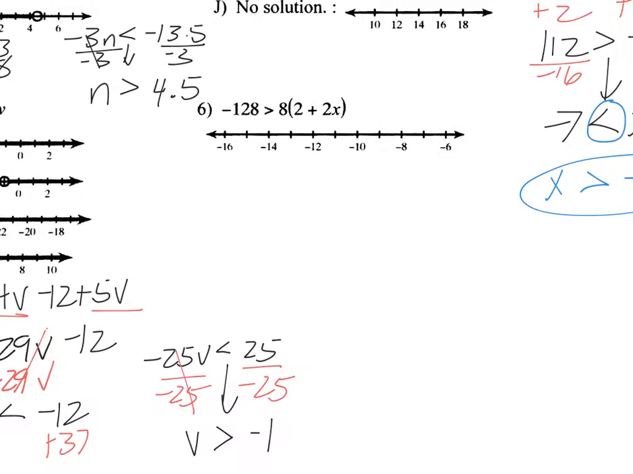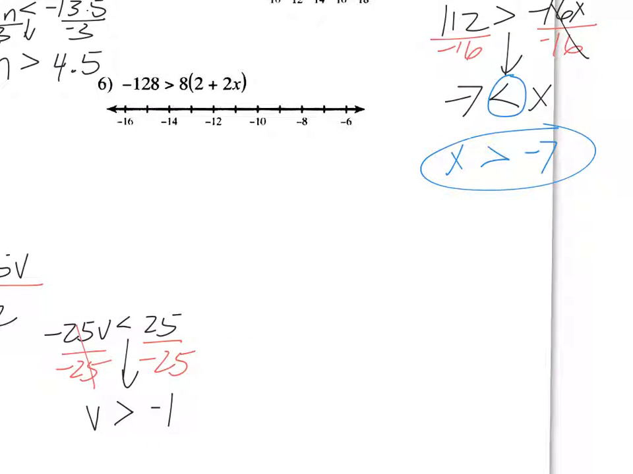Alright, now these last two are not multiple choice. So just going to work these out. So first thing I'm going to do is distributive. So I'm going to bring it down here. Negative 128 is greater than 16 plus 16x.